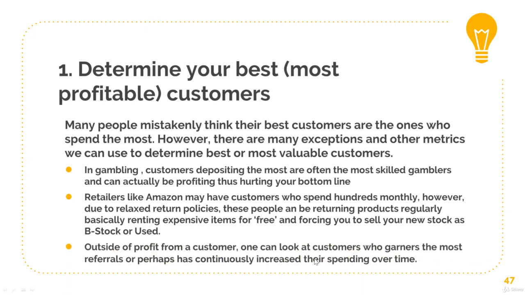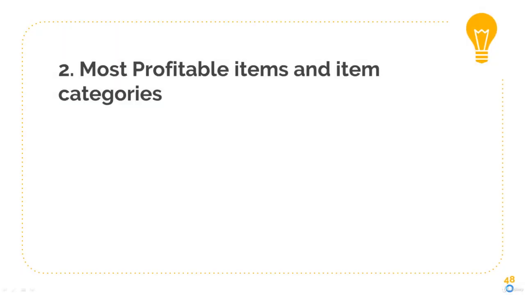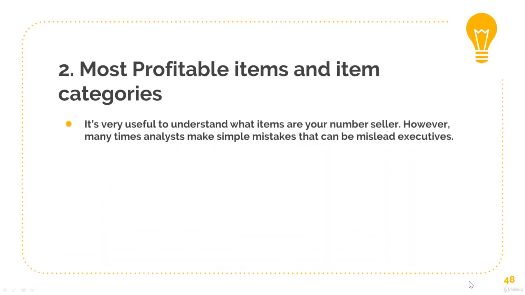Even outside of profit, actually, you can look at customers who perhaps generate the most referrals, or perhaps continuously increase their spending over time. These are metrics that a good data analyst can track over time, and maybe even predict who in a year is going to be our best customer. So what about this? Getting the most profitable items and item categories. It's fairly straightforward. However, there are a couple of mistakes people can make. All right.